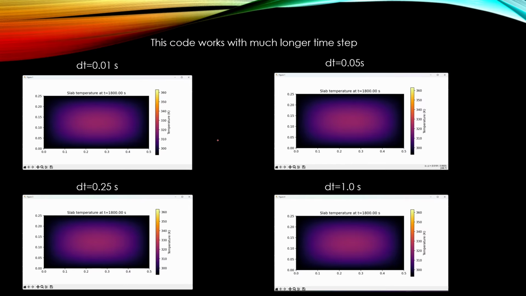In this picture we see that if we increase the time step, the temperature field will be the same. So this means that when we are using this implicit method, we can use a much larger time step, which means much shorter calculation times. This is the main benefit of the implicit method.